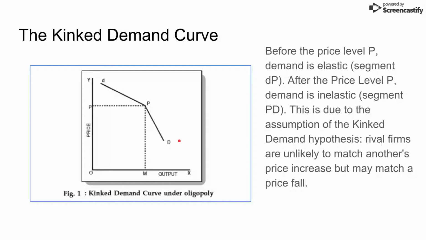This is due to the assumption of the Kinked demand hypothesis. Rival firms are unlikely to match another firm's price increase, but they may match another firm's price fall. This makes sense if you think about it in the context of two firms. If firm A were to increase their price, that means more consumers would go to firm B for the same product. However, if firm A were to decrease their price, consumers would leave firm B and go to firm A, leaving firm B with the only viable option of decreasing their price as well.